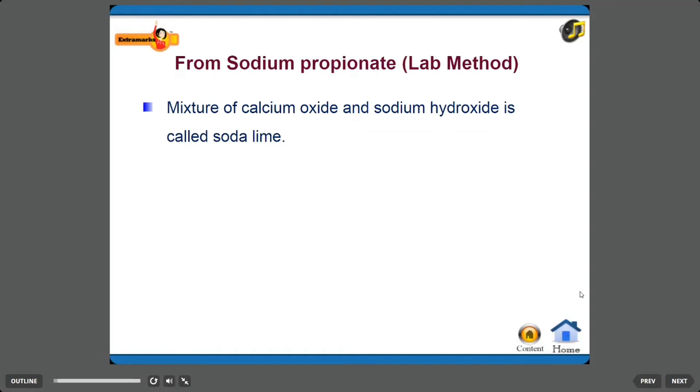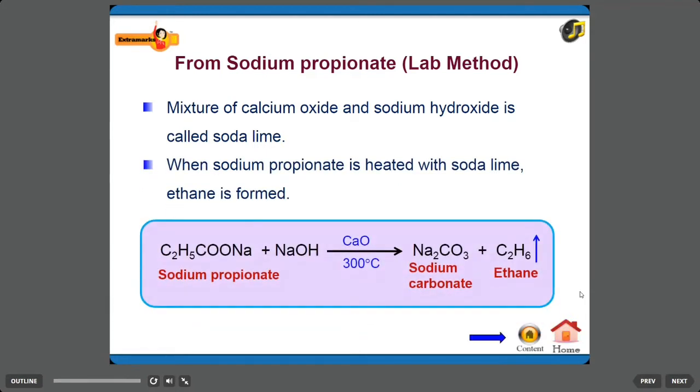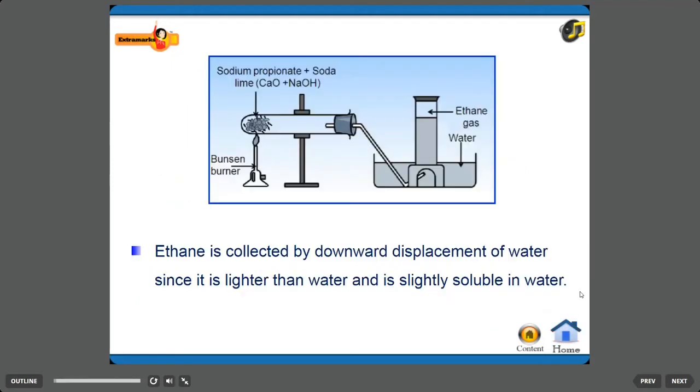The mixture of calcium oxide and sodium hydroxide is called soda lime. When sodium propionate is heated with soda lime, ethane is formed. It is collected by downward displacement of water, since it is lighter than water and is slightly soluble in water.